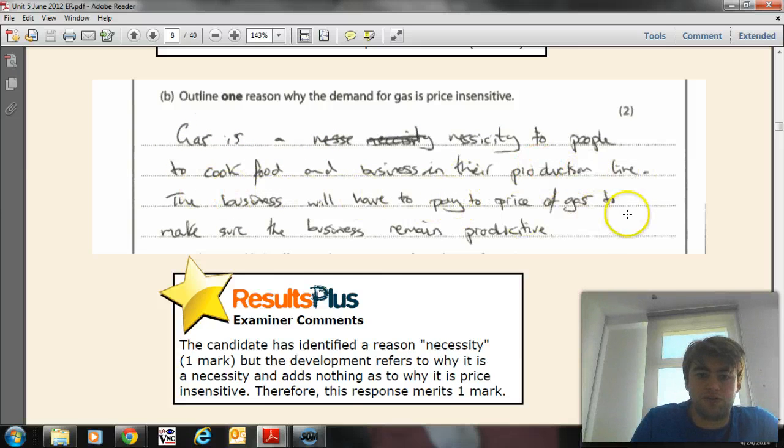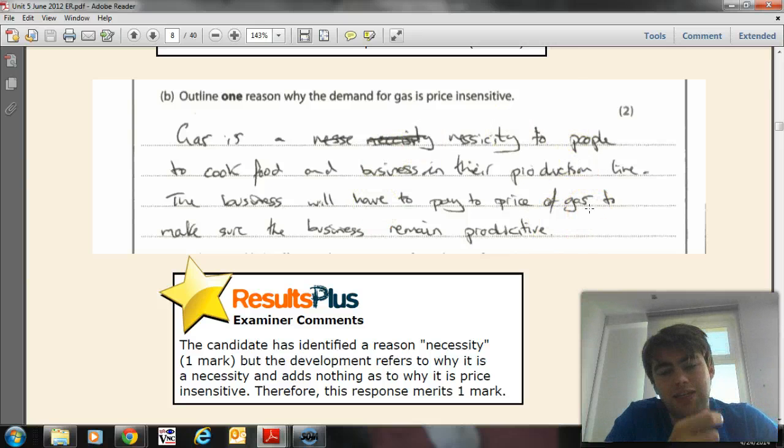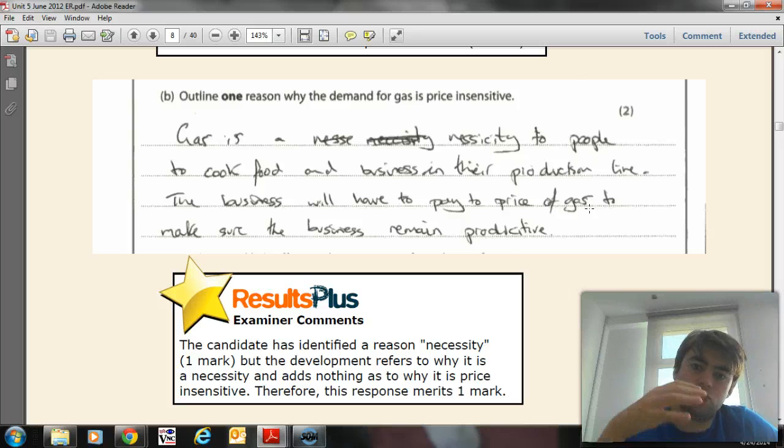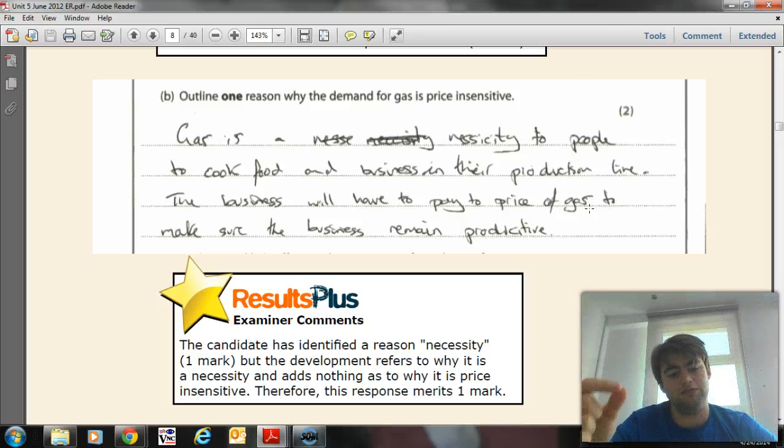The business will have to pay the price of gas to make sure the business remains productive. So they're saying why it's a necessity. They're not saying why it means that it's price insensitive. Okay, so that's the key thing. You're not talking about necessity. You're talking about why it's price insensitive.